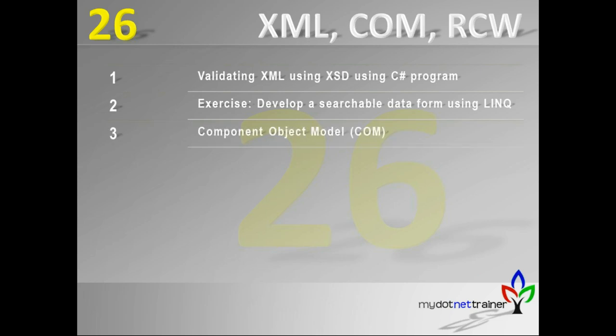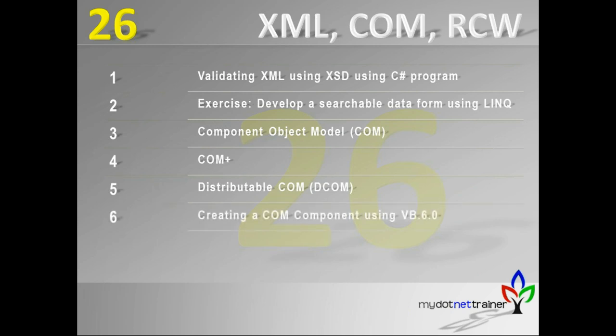And also we'll look into the Component Object Model, which is COM, and how we can use it inside .NET. And also we'll see an overview of COM+, what's the difference between COM and COM+, and DCOM, Distributed COM, what that is, an overview, and creating a COM component using VB 6.0. We create an ActiveX component inside VB 6.0 and consume that component inside a .NET application using RCW, which stands for Runtime Callable Wrappers. Okay, so let's kick off and look into COM in this session.